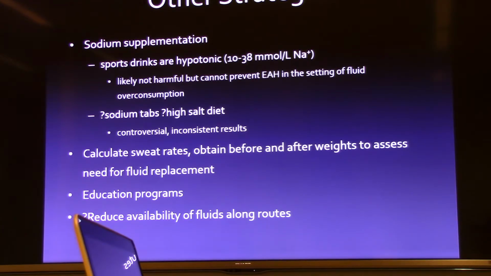There's also the thinking of reducing the availability of fluid stations along race routes. There have been a couple of reports of people doing this and having positive outcomes, but more research is needed to quantify exactly how many stations we need, how far apart to place them, etc.